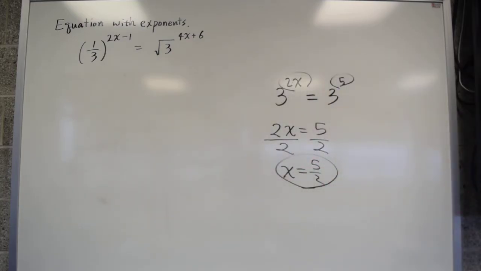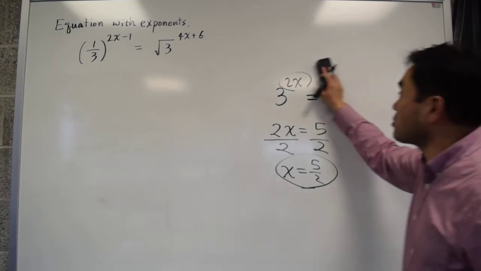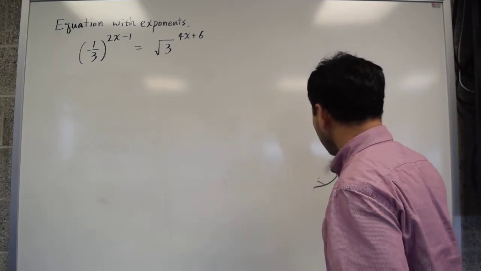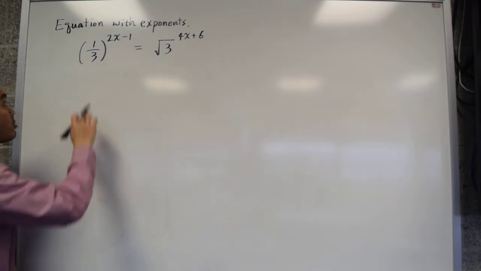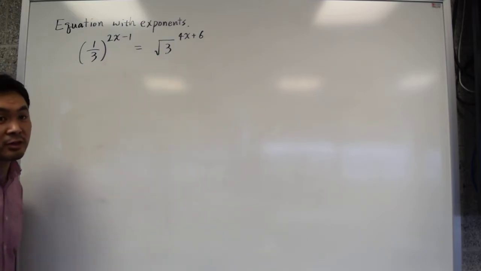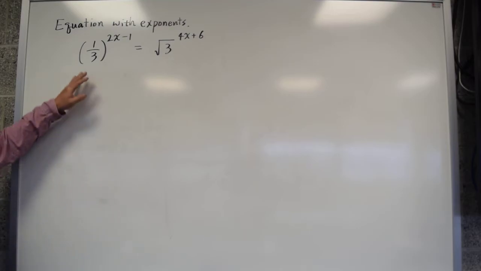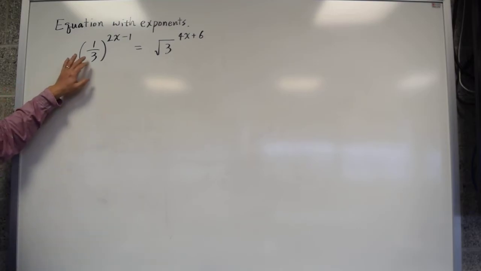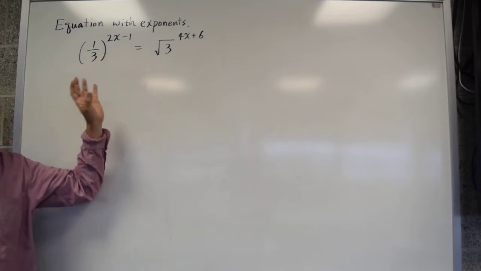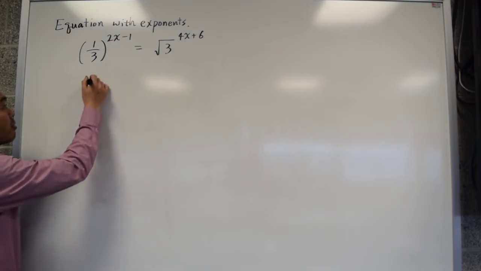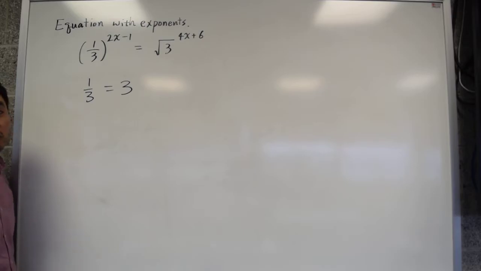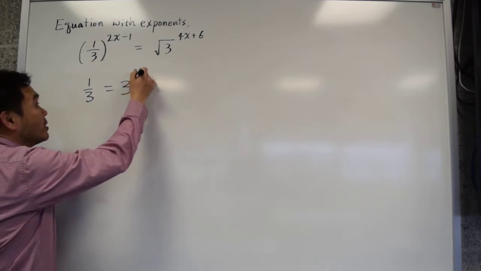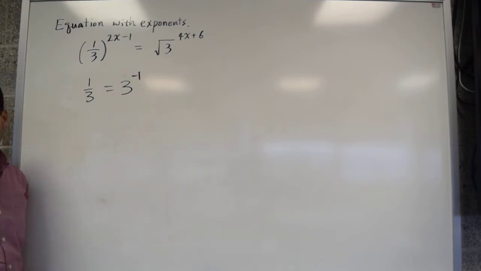But the question that we're supposed to solve is harder because the base is not the same. One has 1/3, one has square root of 3. Therefore, you have to first change them into 3 to some power. So, 1/3 is 3 to what power? Negative 1. Right? 3 to the negative 1.